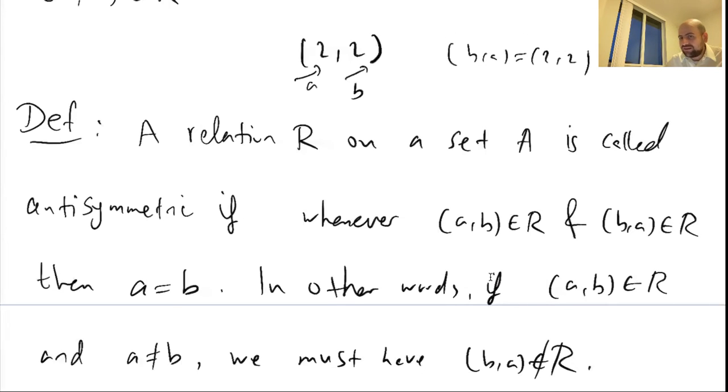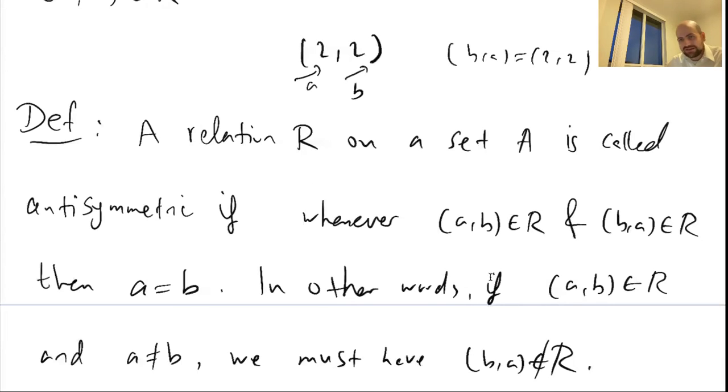But if you want to have an antisymmetric relation and the two elements are different, then if one of them is in the relation, the other one cannot be in the relation. So if 1 and 2 is in the relation, 2 and 1 cannot be in the relation. Or if 2 and 1 is in the relation, then 1 and 2 cannot be in the relation, because 1 and 2 are different elements.